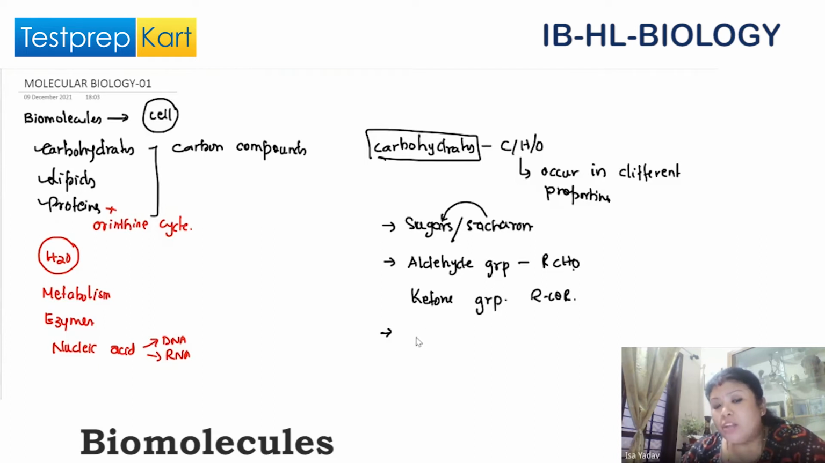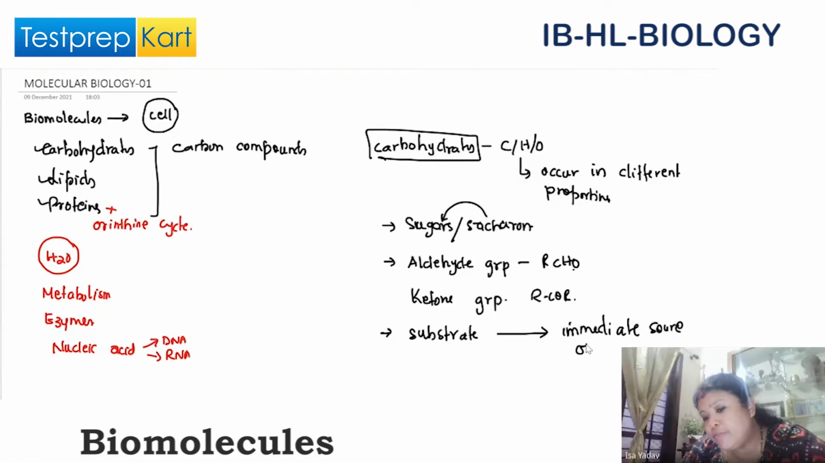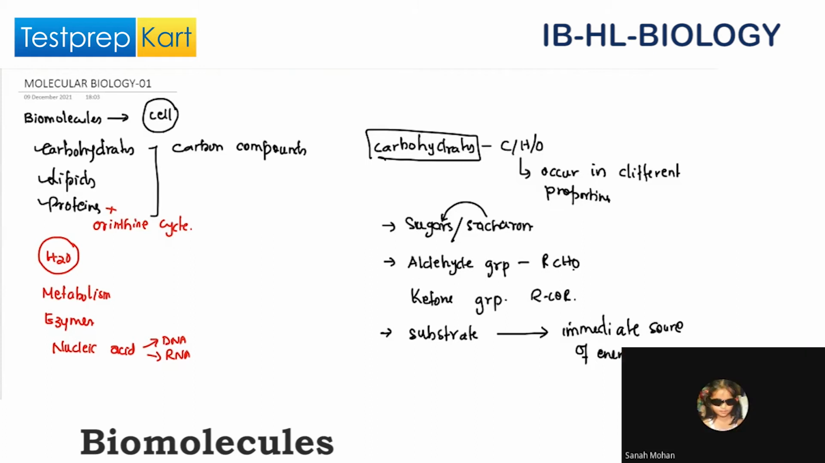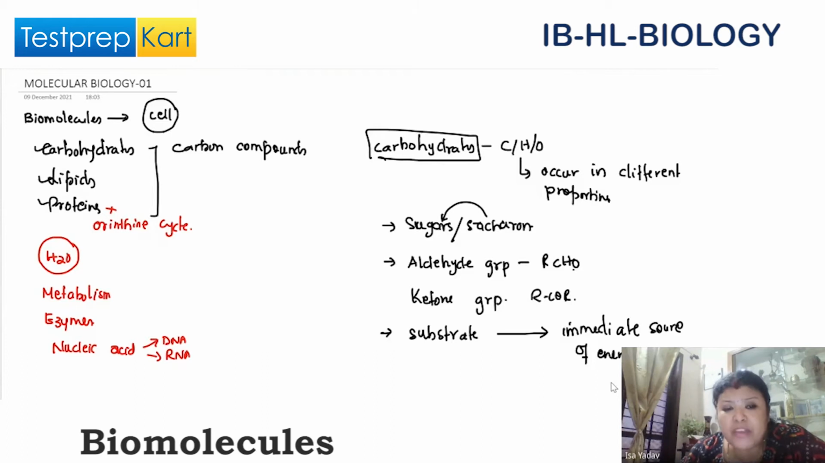Carbohydrates are the most important substrates, which can provide an immediate source of energy, ATP, if it is required.